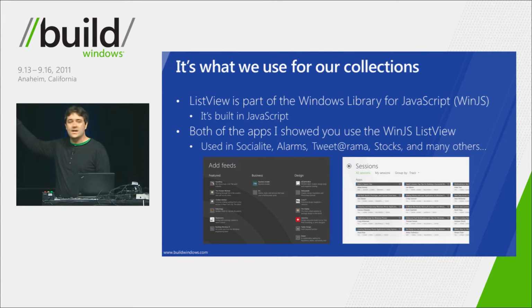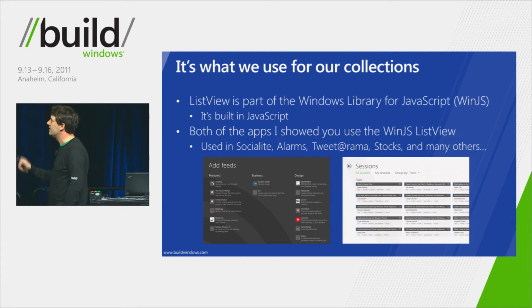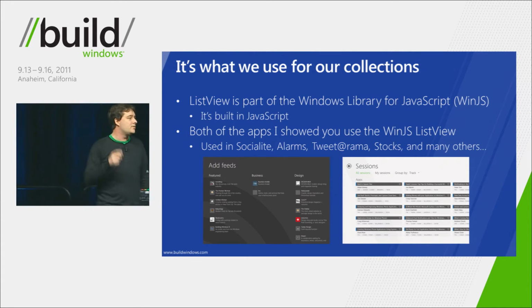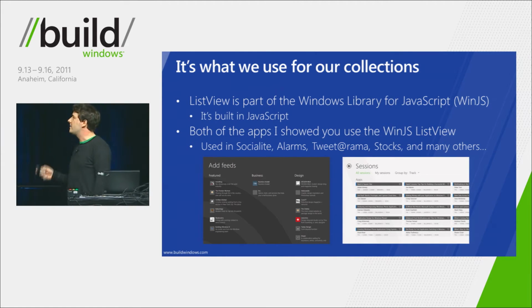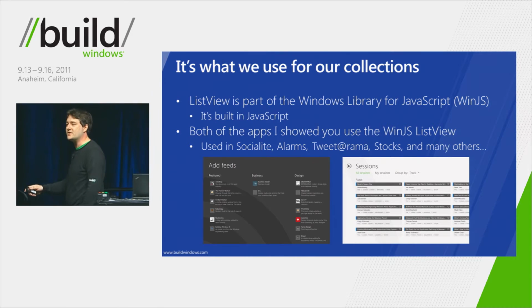Both of the apps that I just showed you use this exact control, the WinJS or JavaScript list view control. And it's used all over the place. We don't just use it here. We use it in Socialite, Alarms, Tweetorama, Stocks. This is 4 of many, many applications that we use it in. We even use it in the Windows Store. If you've seen the list of applications that you can pan through, that is the WinJS list view control being used there when you interact with the store on a regular basis. It's all built in JavaScript. So I think we've really got a great story there.